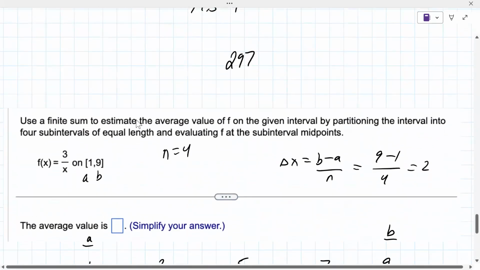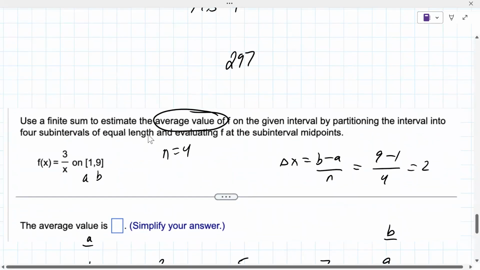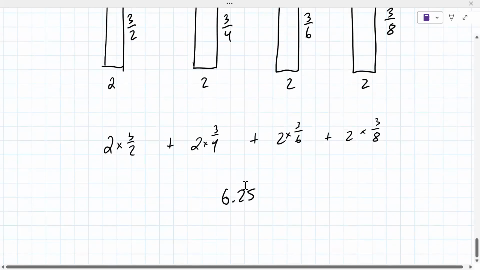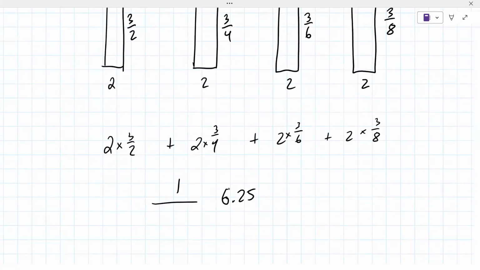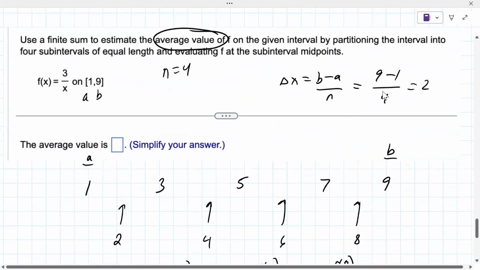It says the average value. So we did this last time. The average value means you divide this by 1 over b minus a. I don't know if you remember us doing that with the integral stuff. Mm-hmm. So then you can see that that comes here. So it's 1 over 8.